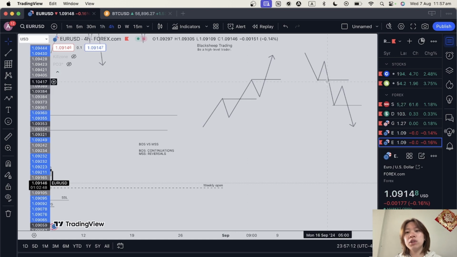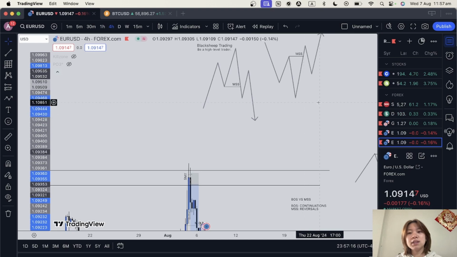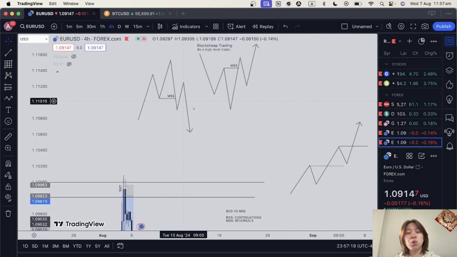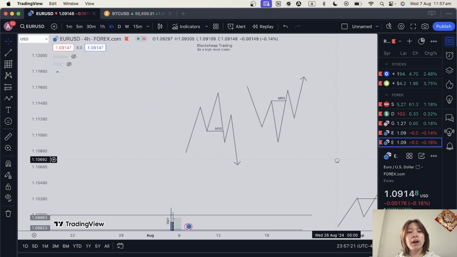And same for this as well. You want the candle to completely close below this for a breakup structure. And that's the same for market structure shifts as well. For both of these, you want the candles to close above or below that high or low.